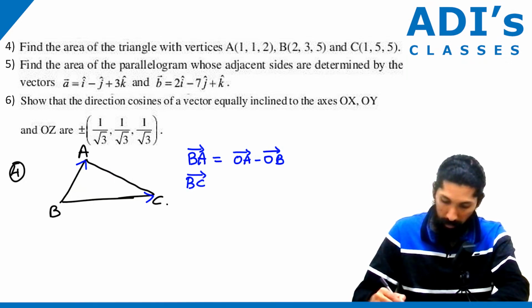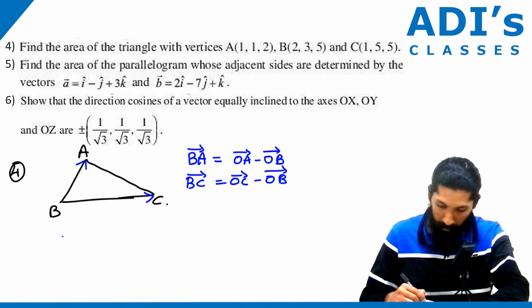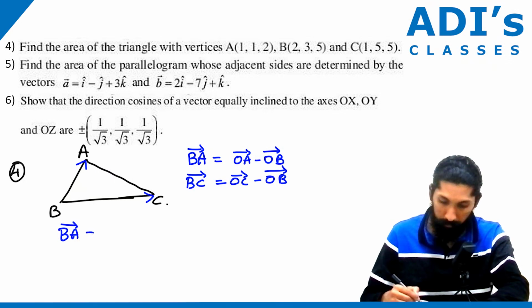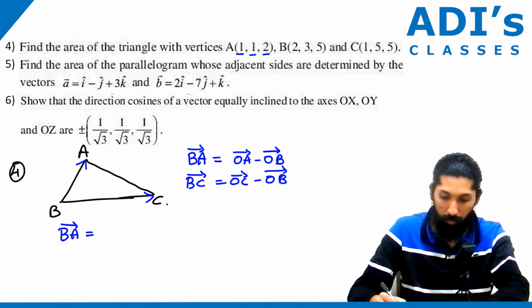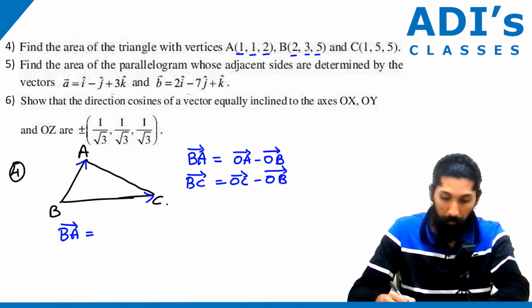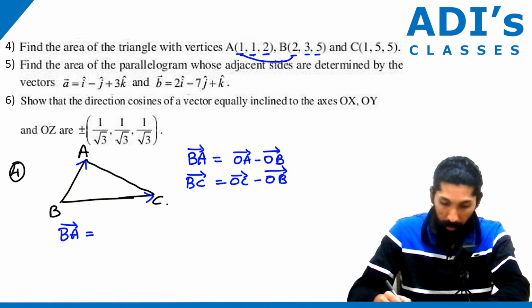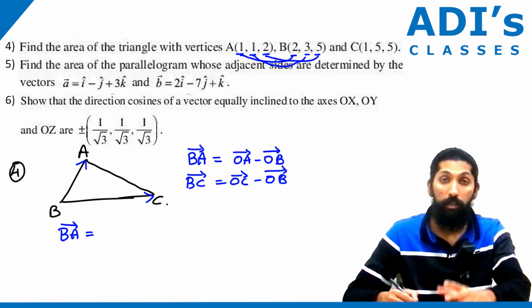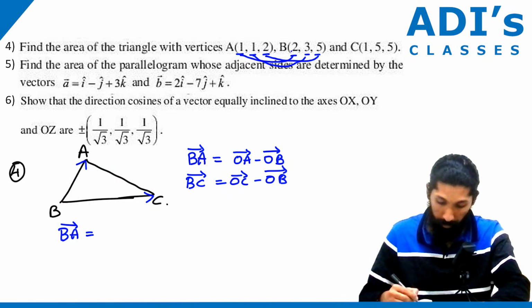BC vector is OC minus OB. So what will be BA now? So vector BA is equal to, A value is what? 1, 1, 2 and B value is 2, 3, 5. Correct? Basically, what are we doing? I minus 2I. Correct? I minus 2I. Next one will be J minus 3J. Next is 2K minus 5K. Correct? This is how we do it, isn't it? So I minus 2I is going to give me minus I.